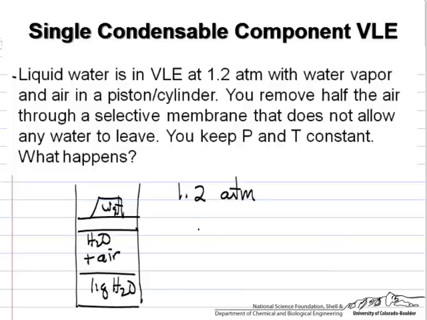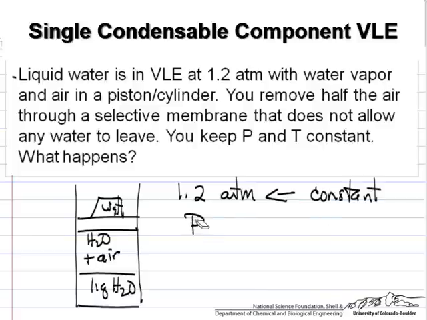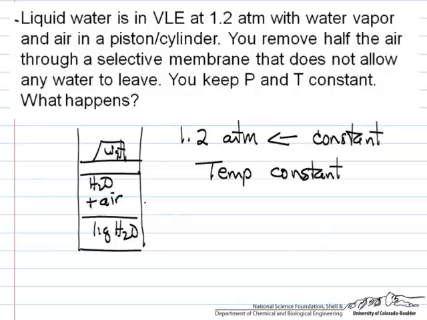Since it is a piston and cylinder and we don't change the weight, that means we keep that pressure constant. We are also going to keep the temperature constant as specified in the problem. The question is, if we were to attach some kind of syringe and remove some of the air but no water vapor, what would happen in this system?